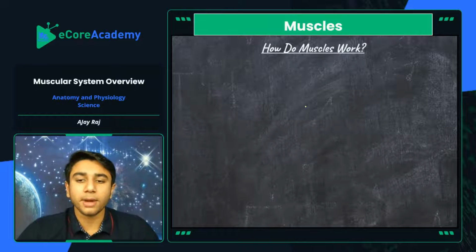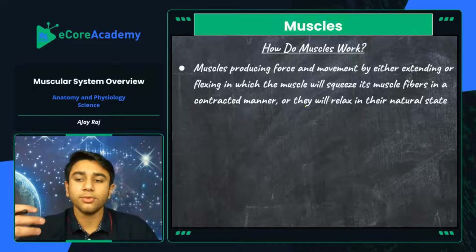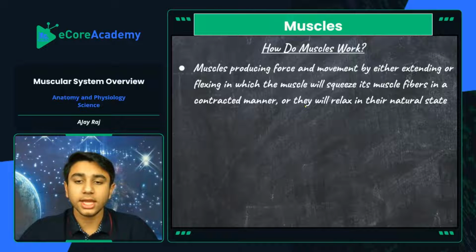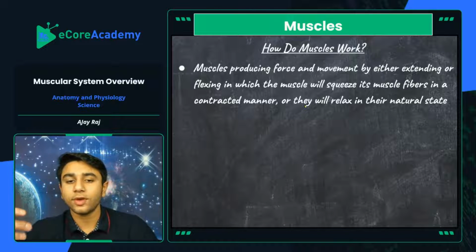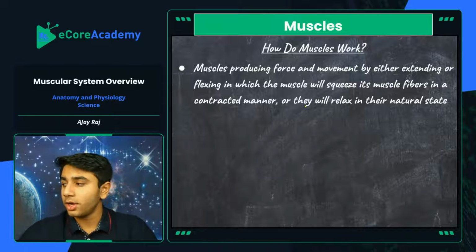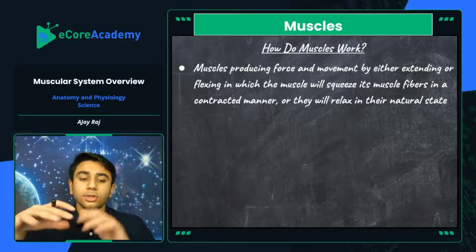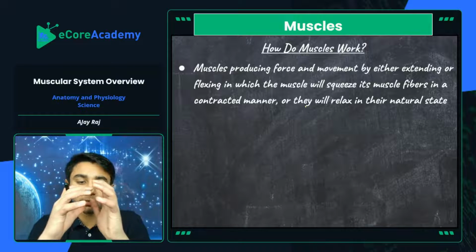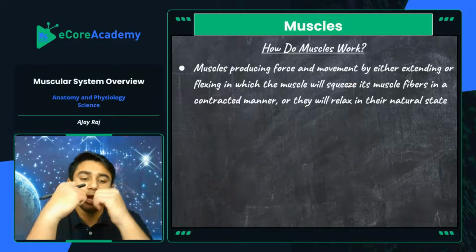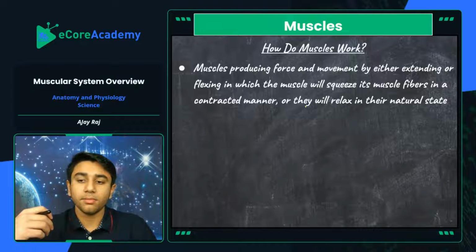Now on to the properties of muscles. So how do muscles work? Muscles produce force and movement by either extending or flexing, like I said, in which the muscle will squeeze its muscle fibers in a contracted manner. So when you're squeezing inwards, bringing your arm towards your shoulder and really flexing that bicep, those muscle fibers that are spread about are going to become much more compact up in the center, and they're going to start to spiral upwards more. And that's because basically your muscle fibers are becoming way more compact.